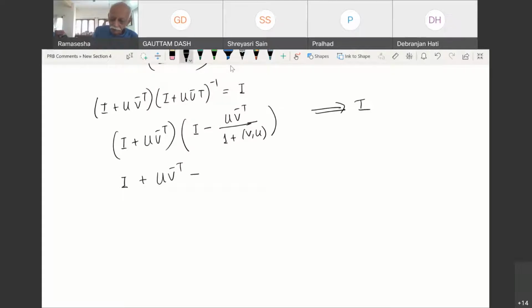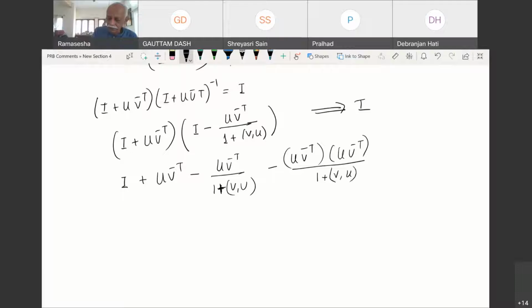So minus of V bar transpose divided by 1 plus V comma U. And then the other one is minus UV bar transpose into UV bar transpose divided by 1 plus V comma U. Okay. Now all I need to do is just take these two things and this thing, add it up. Okay. So what I will get is the following.